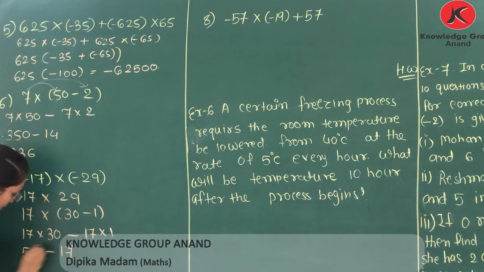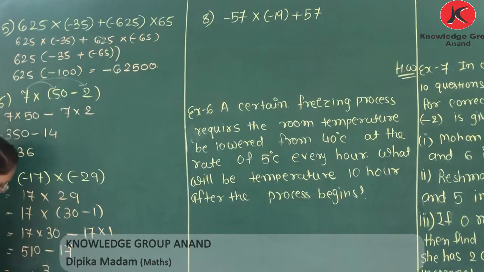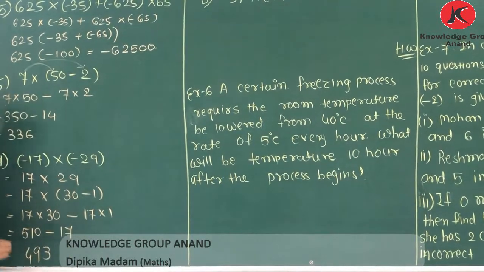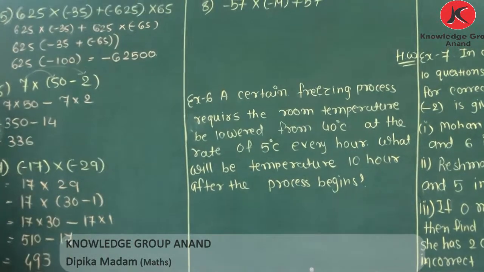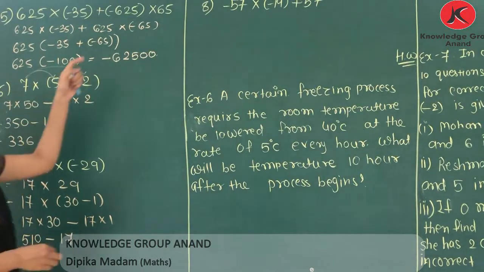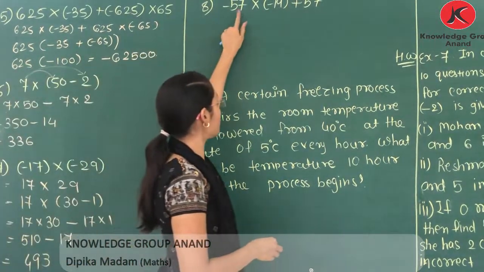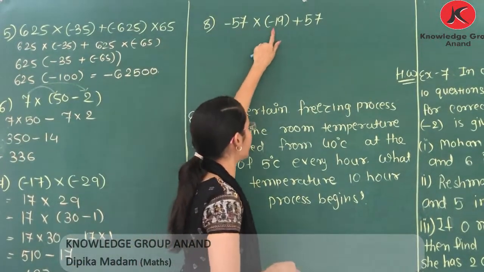Minus 70. Subtraction of the numbers, that is 3, 0, 493 as the answer. Now 8th example, minus 57 multiply minus 90.